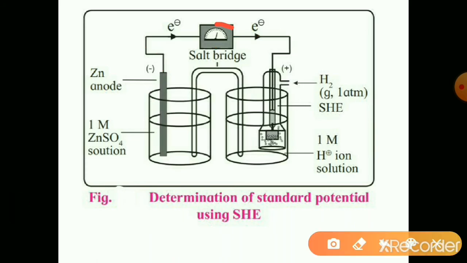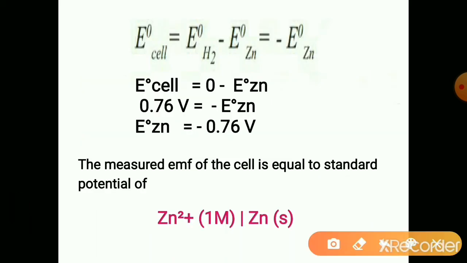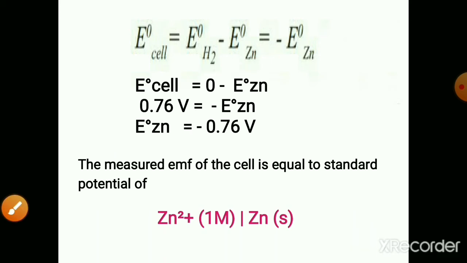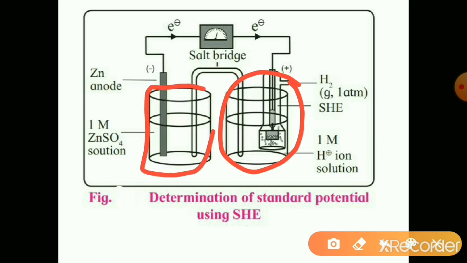Now here, voltmeter. Whatever reading we read on the voltmeter, that is nothing but the potential of the zinc. So how is it calculated? We know that E naught of cell is equal to E naught of cathode minus E naught of anode, or E naught of right minus E naught of left. Here right is hydrogen, cathode is hydrogen, standard hydrogen electrode SHE, and left is zinc electrode.